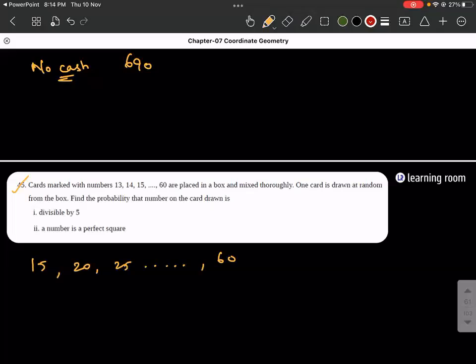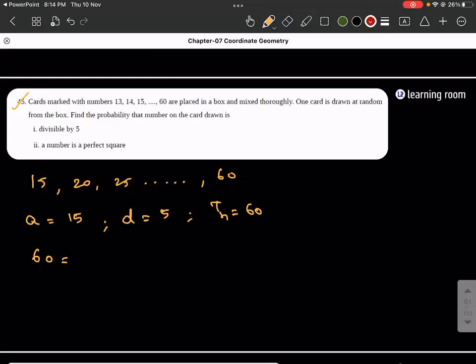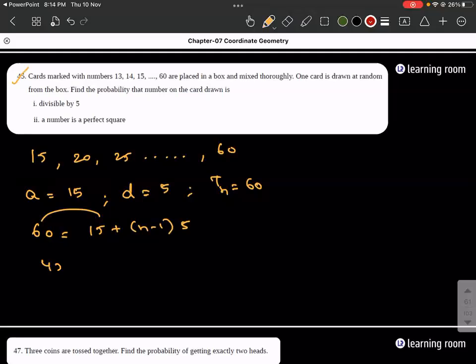So what you should do is use the AP. A is 15, D is 5, and Tn is 60. So 60 is equal to A plus N minus 1 into 5. So 60 minus 15 is 45, which is equal to N minus 1 into 5, which implies N will be equal to 10. Am I right? Yes, sir. So the number of terms is 10. And what is the total number of terms that are there? 13 to 60.